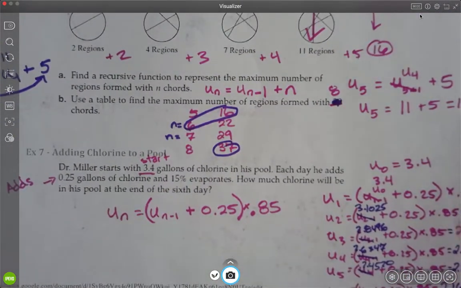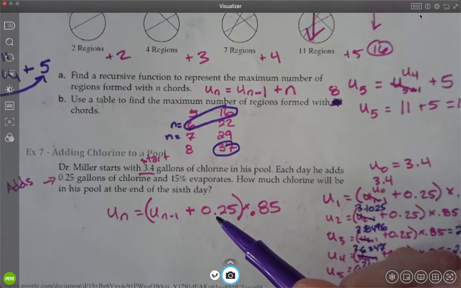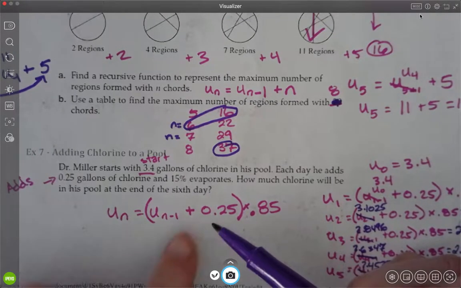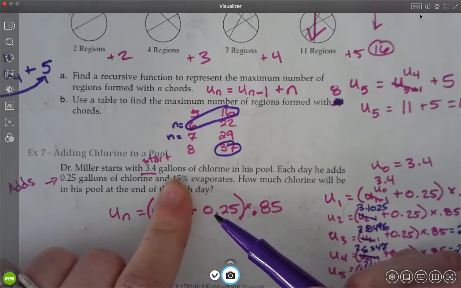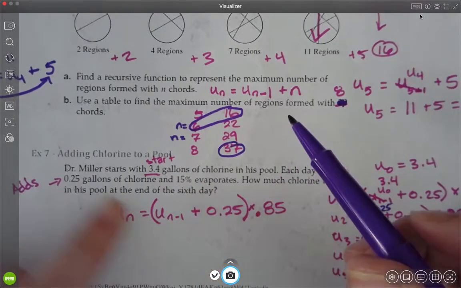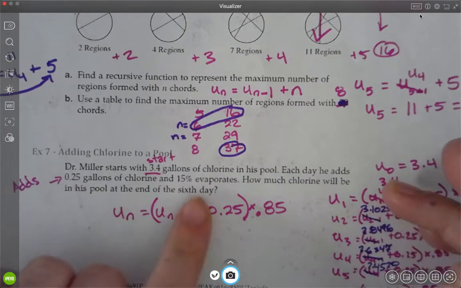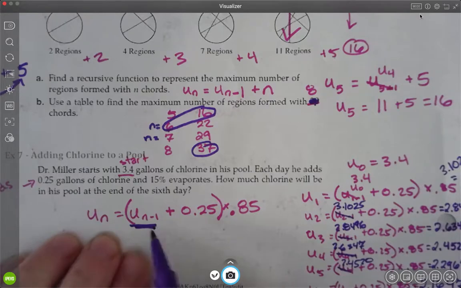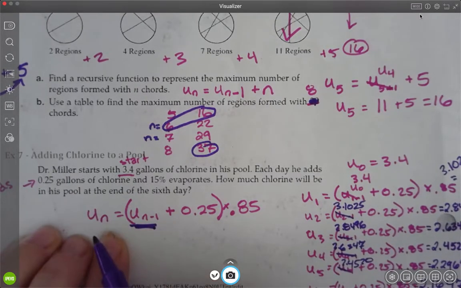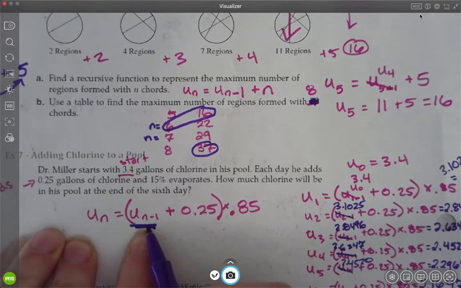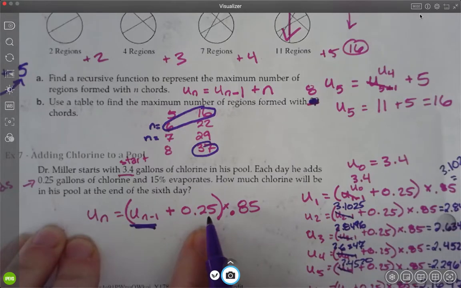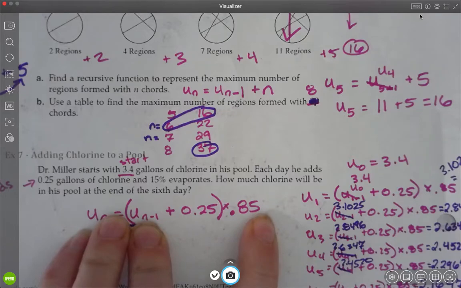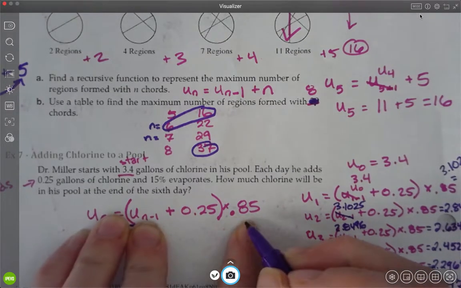The last one, this is like number 16 on the homework, which I think I did with you. This is the chlorine one. So Dr. Miller starts with 3.5 gallons of chlorine. And then each day they're adding 0.25, and 15% is evaporating out. So we're starting with the day before. N minus 1 is always what's before n. So we're starting with the day before, adding 0.25 gallons, and then 15% is evaporating out. But if 15% is evaporating out, then that means that 85% is left.